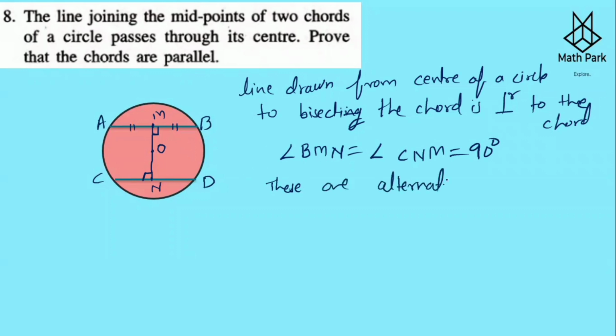Since alternate angles are equal, we have AB is parallel to CD. So if the alternate angles are equal, AB is parallel to CD. Or we can take even this angle as 90 degrees. You can take co-interior angles are supplementary. You have AB is parallel to CD.